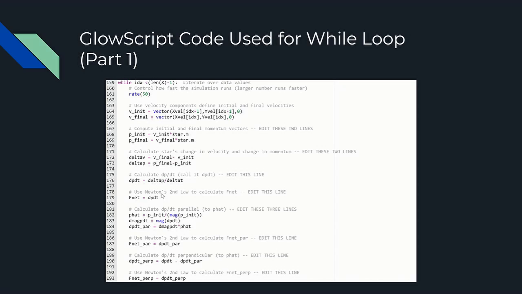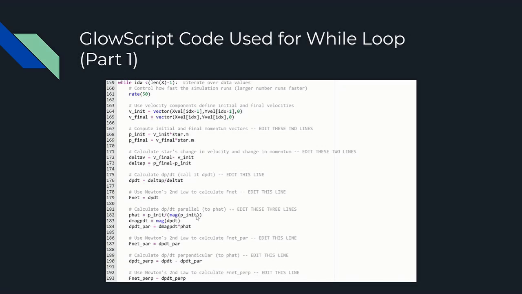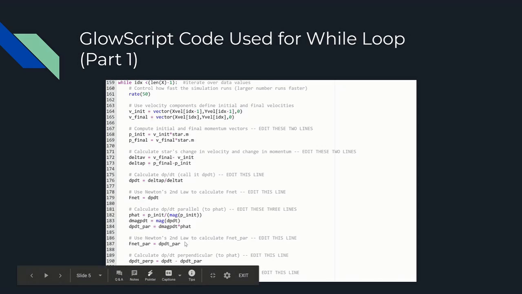And then additionally, I used my P initial and the magnitude of my P initial to find, I guess you could say, the unit vector for momentum. And then I use that to find my change in momentum in the parallel, which is just the magnitude of the change in momentum times the unit vector. And eventually my change in momentum in the perpendicular, which I just, again, used my overall total minus my parallel to get the perpendicular.